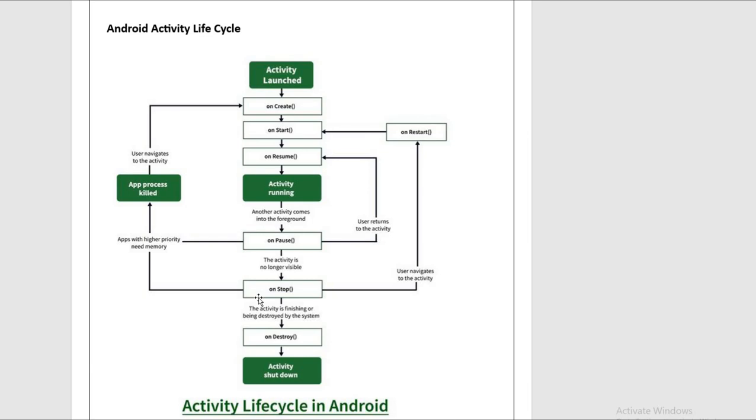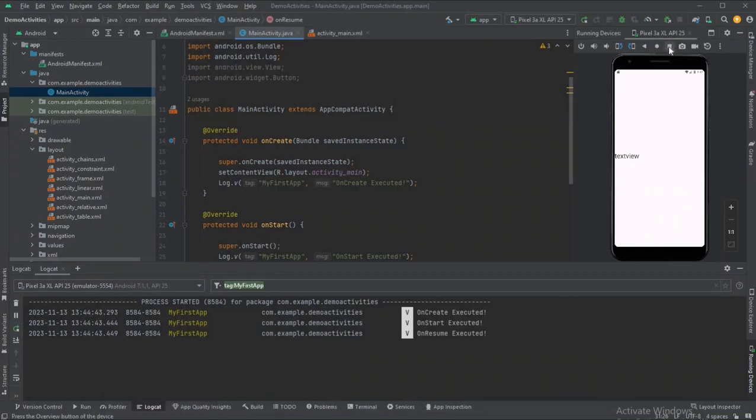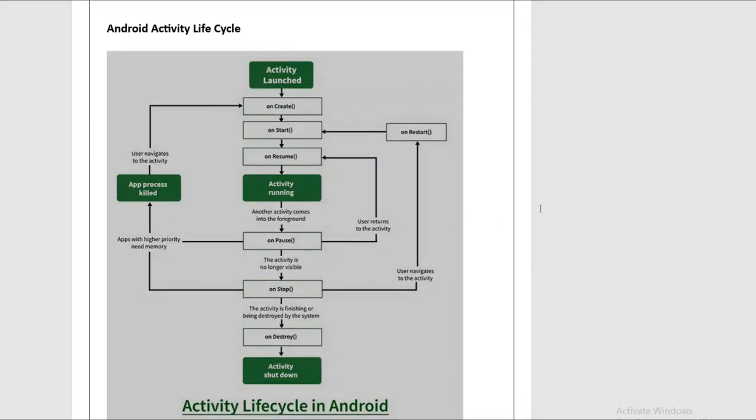Okay, after onStop, just like I said, now your WhatsApp is running. Now your application is not running, WhatsApp is running. But if I click on this icon here, see this square icon, it will give me other open applications in the background, right?